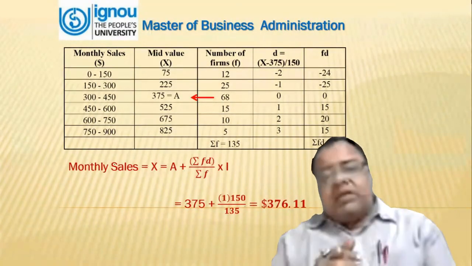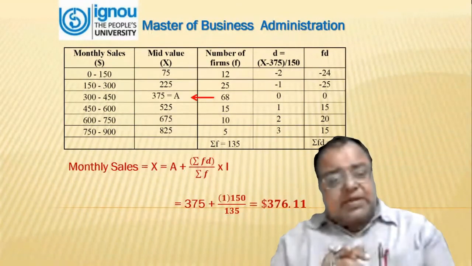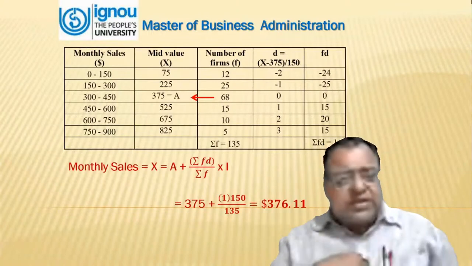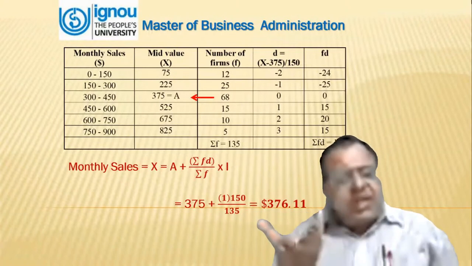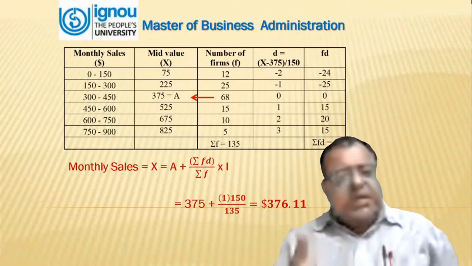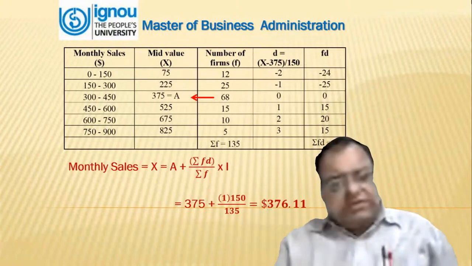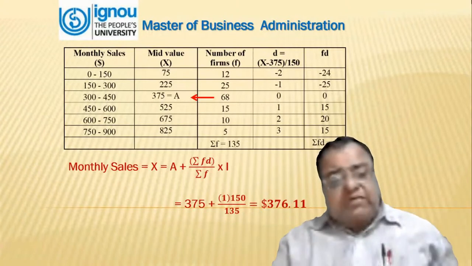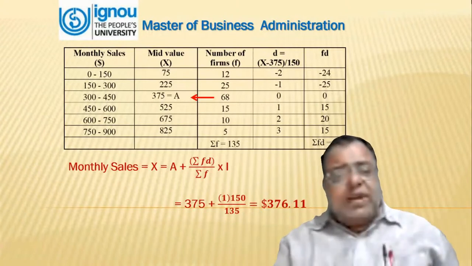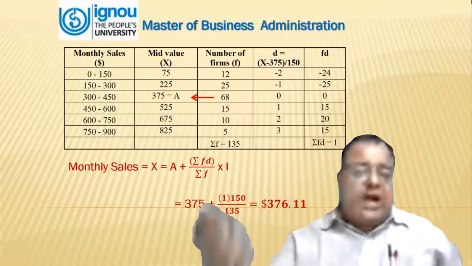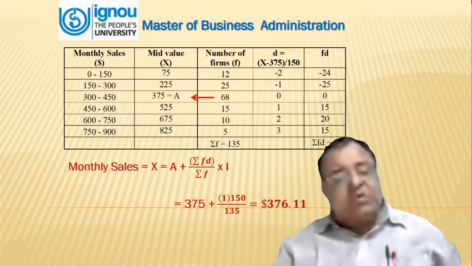Then we have to calculate d. d is x minus a upon i. Here we can see that there are 6 observations, so at the center value, in this case, we take 375. So a will be 375. x minus 375 divided by i, that is 150. In the row where we have a, straight away we will be writing 0. Above it we will be writing -1, -2, and below 0 we will be writing +1, +2, +3.